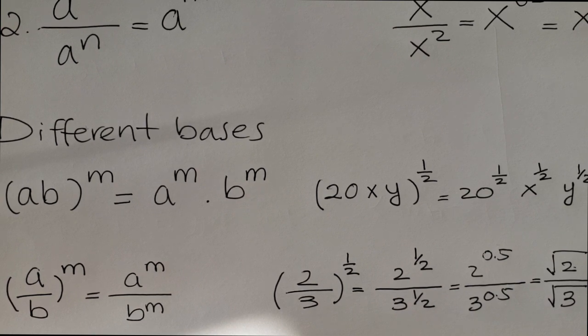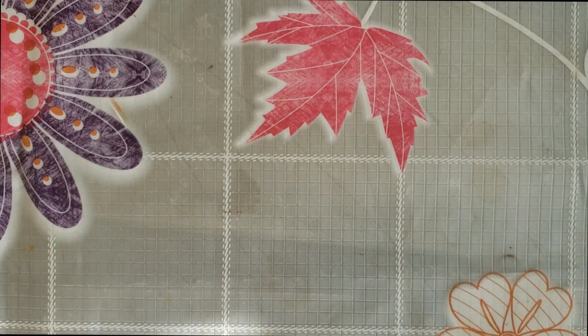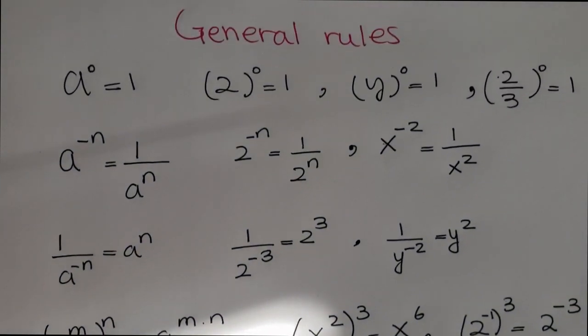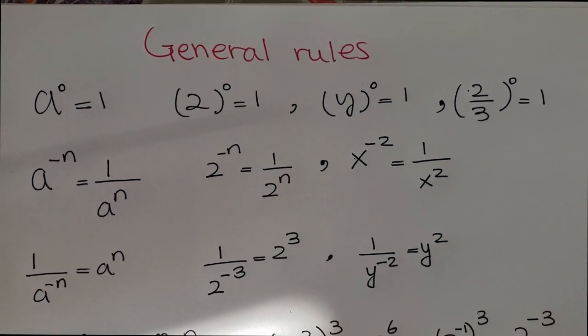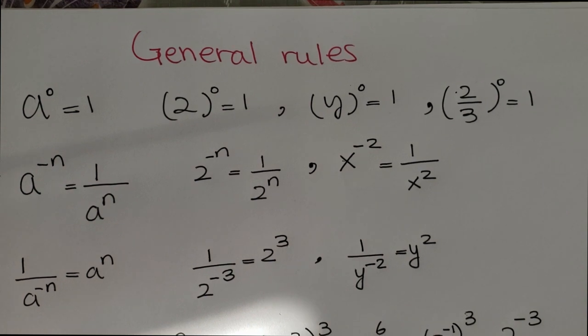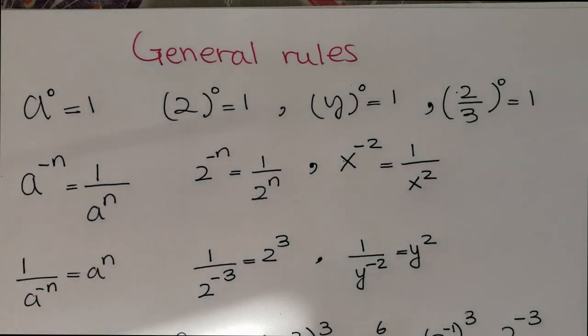These are the scenarios with different bases, and for the rest of the video I will explain the general rules for exponents, which is very handy and very important, and you should be really mastering these rules. So yeah, let's talk about the general rules. The first rule would be anything, a constant, a variable, whatever raised to the power 0, it's 1.